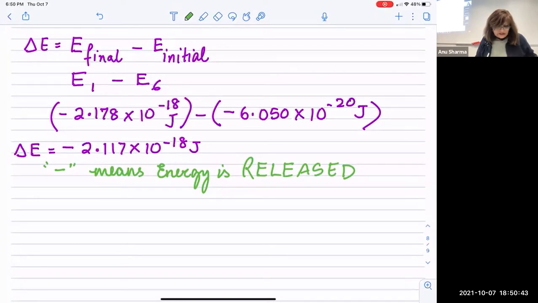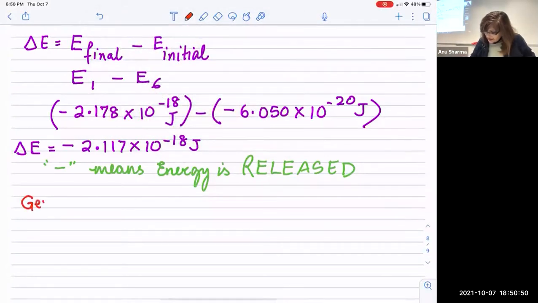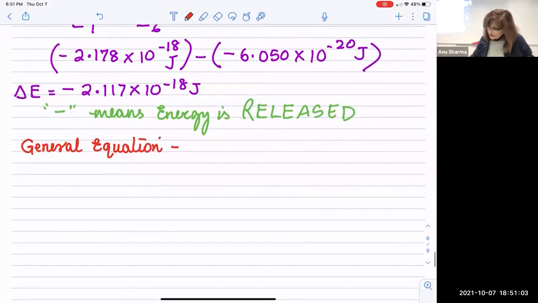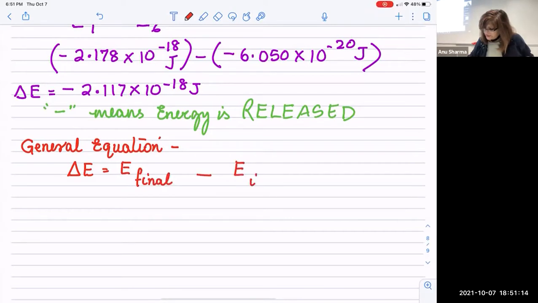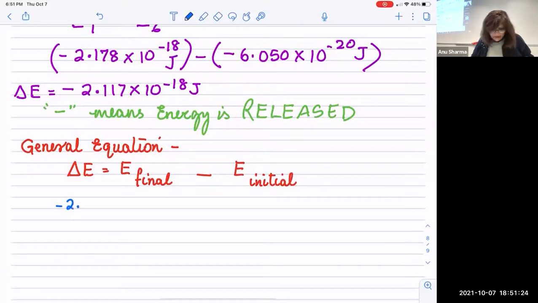And so this is the general equation moving forward. This is another general equation for any transition. So this was from E6 to E1, but it could go from E2 to E3 to E2 and so forth. So what is the general equation? Delta E is equal to E final, whatever the final value it goes to, minus E initial. And that is minus 2.178 into 10 to the power negative 18 joules.